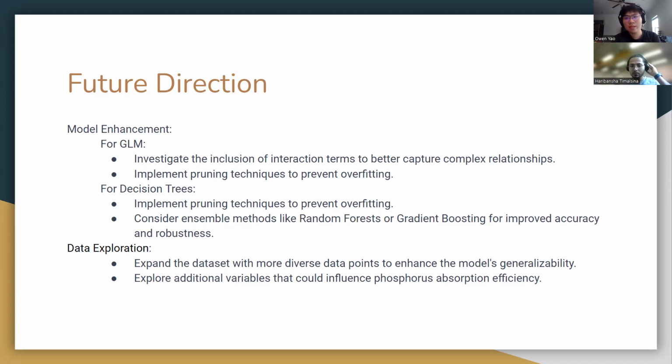And for the data exploration, we can expand the dataset with more diverse data points to enhance the model's generalization ability. Like we can use more data from other fields, and also explore additional variables that could influence phosphorus absorption efficiencies. It means we can use other variables that could influence biochar's phosphorus absorption efficiencies.